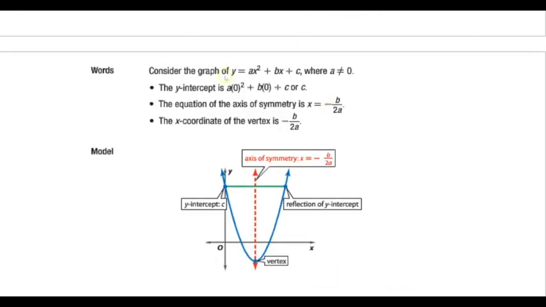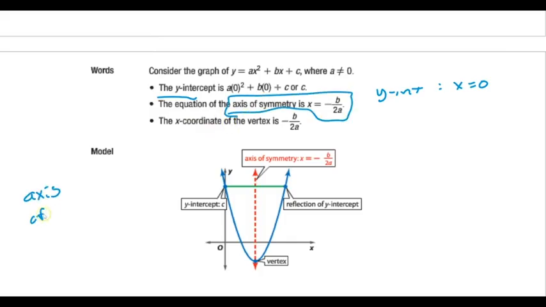If I give you a normal quadratic function, a couple of things. If you want to find the y-intercept, just set x equals 0. Here's the big one: the formula for the axis of symmetry. The axis of symmetry is x equals negative b over 2a. If you have the general equation, you can use negative b over 2a, and that gets you the axis of symmetry.